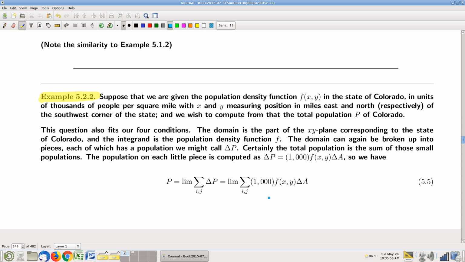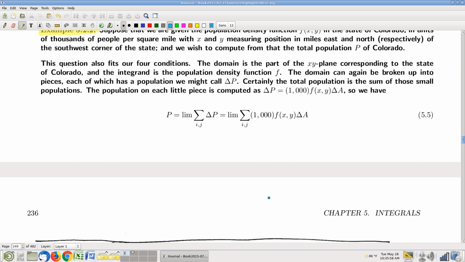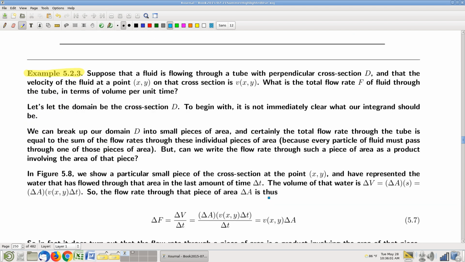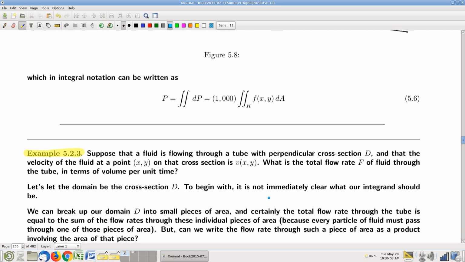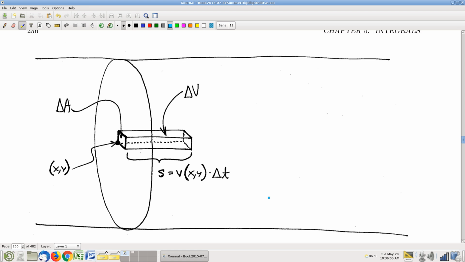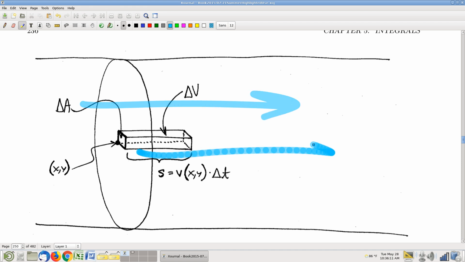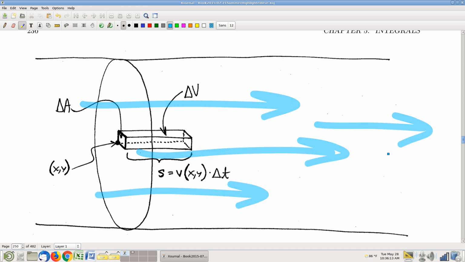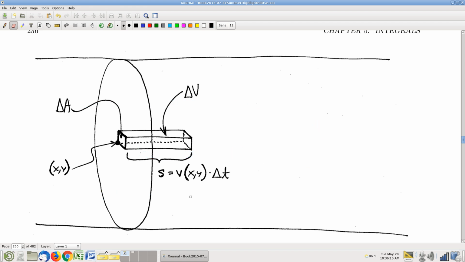Okay, here's a non-trivially different example. I didn't draw this picture as well as I should have, but here's a tube. There's water flowing in this tube, or pipe, what have you. And I'm given the velocity at any location. So, for example, at this point here, I'm told what is the velocity of the water at that point. Now, keep in mind, velocity is given in units of distance per unit time.